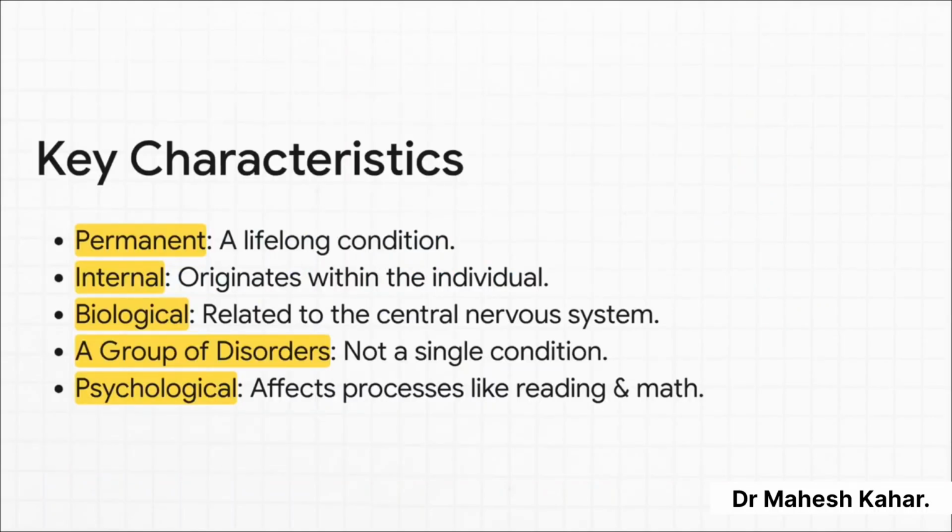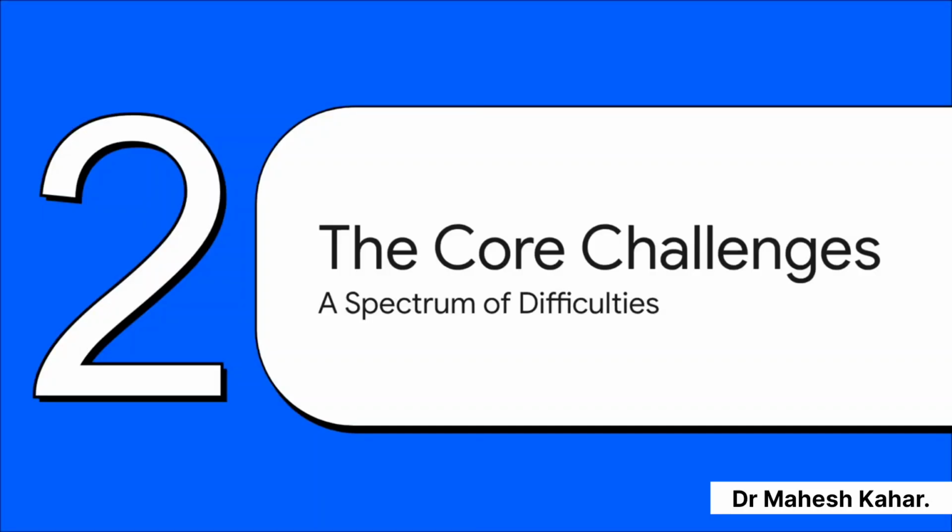What's really useful about this slide is how it breaks down the core of it. First, these are permanent. They last a lifetime. They're internal, meaning they come from within the person, and they're biological, tied right into the central nervous system. It's also not just one thing. It's a whole group of different disorders that affect those key mental processes we need for learning. All right, let's move on.